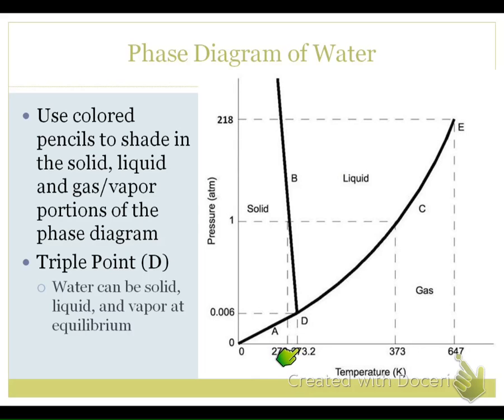If we have water that's at 273.2 Kelvin and 0.006 atmospheres of pressure, it can be a solid, a liquid, and a gas all at one time. It can be all three of those states of matter. They can all be at equilibrium. That's what the triple point means. So at 273.2 Kelvin and 0.006 atmospheres of pressure, all three can be at equilibrium at one time. That's what we call the triple point.